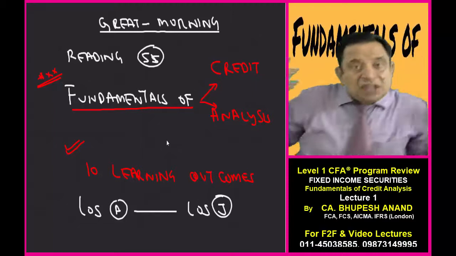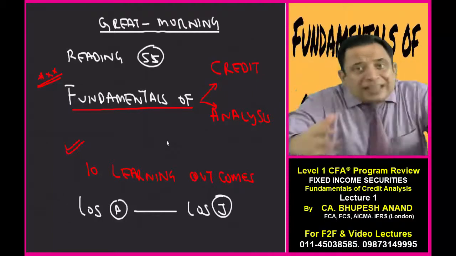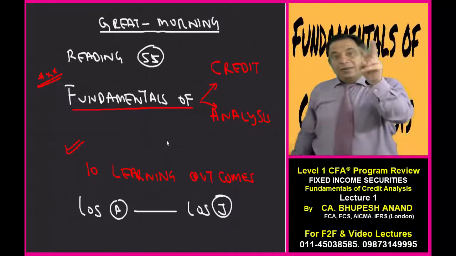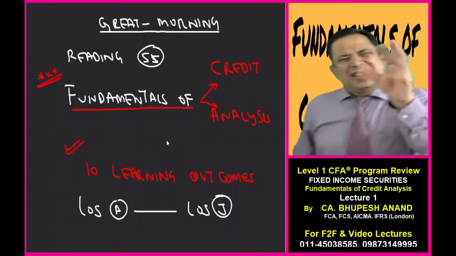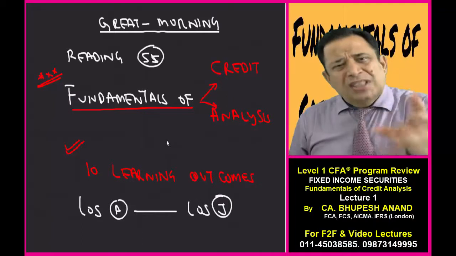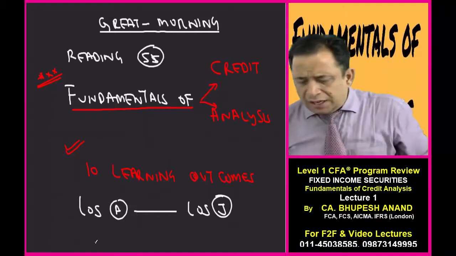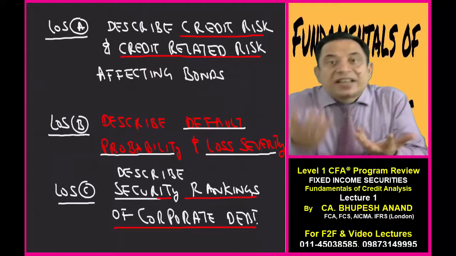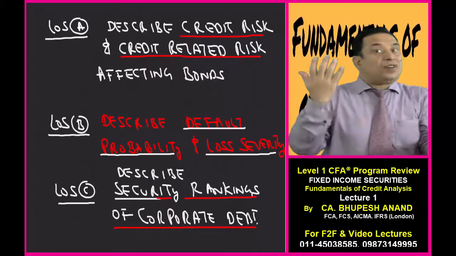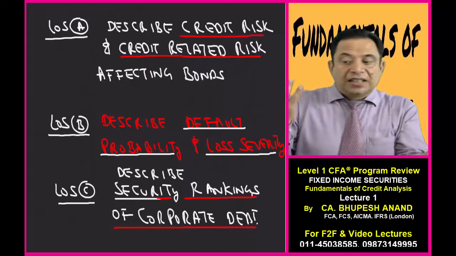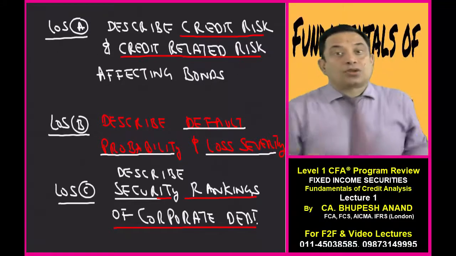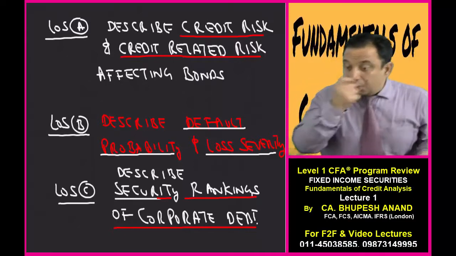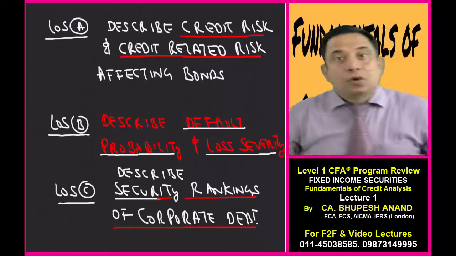I have given 3 stars to this, a highly testable area, and it has 10 learning outcomes. In today's lecture number 1, I will be discussing 2 learning outcomes. It is a very easy reading, logical and conceptual. So learning outcomes A to J. The first learning outcome is, what is the meaning of credit risk? Today we'll be discussing this, and what are the credit related risks affecting bonds. And the second is, describe default probability and loss severity.